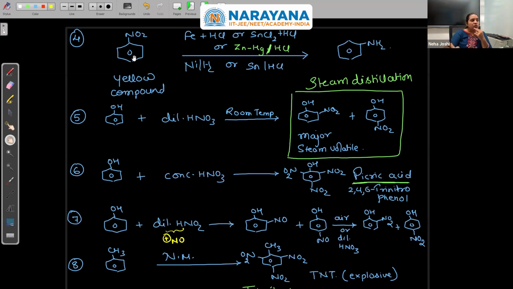One more addition: nitrobenzene can be reduced to aniline by iron in HCl, tin HCl, zinc amalgam HCl, nickel hydrogen, and all these methods. Any of these will reduce it to aniline.